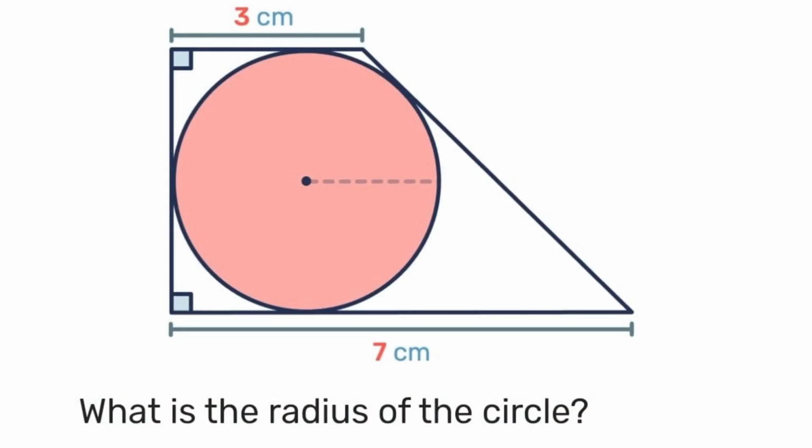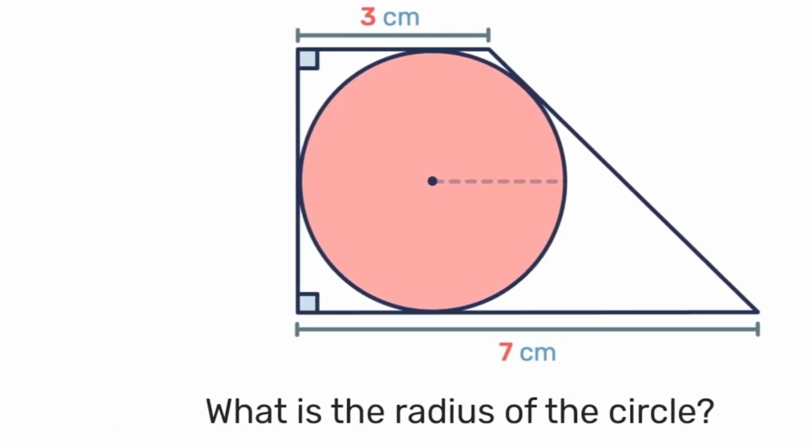In today's problem, we're given this diagram of a trapezium with a circle inside of it, and the only information we're given is the two parallel sides are 3 centimeters and 7 centimeters. With that, we're to determine the radius of the circle. Pause the video here, give it a try, see what you come up with. I'll be solving it two ways.